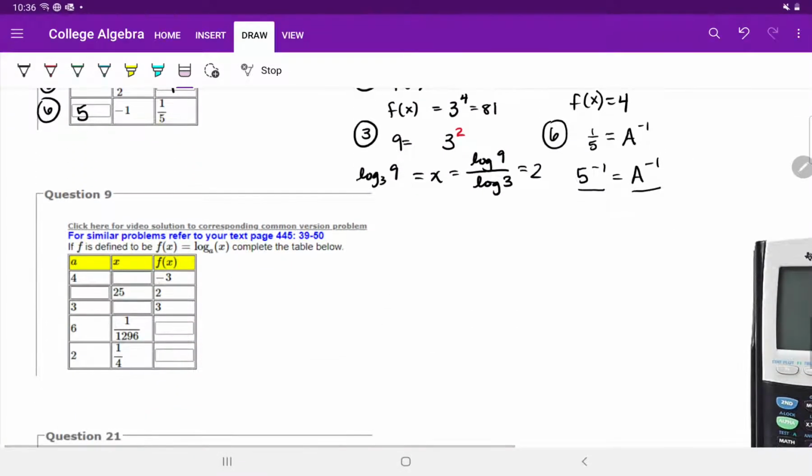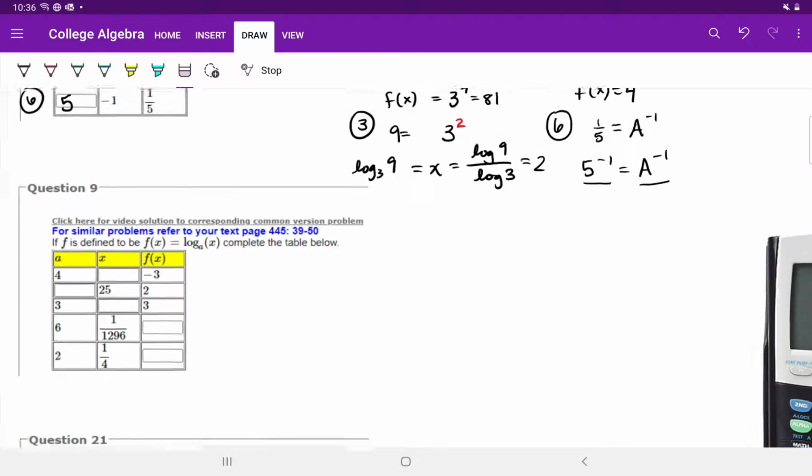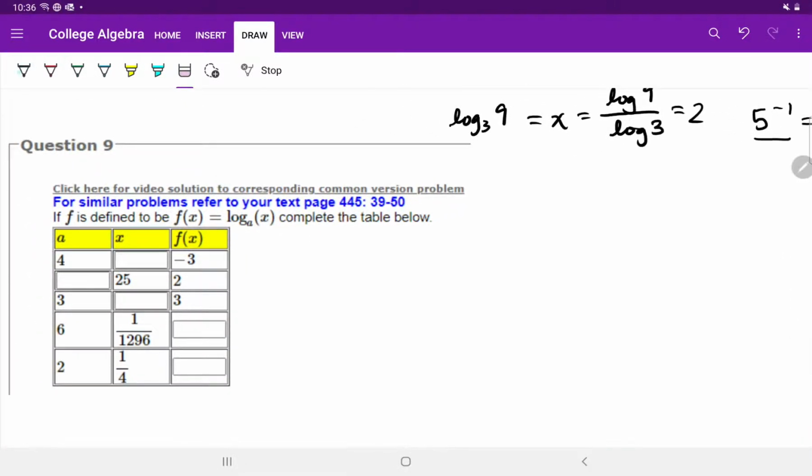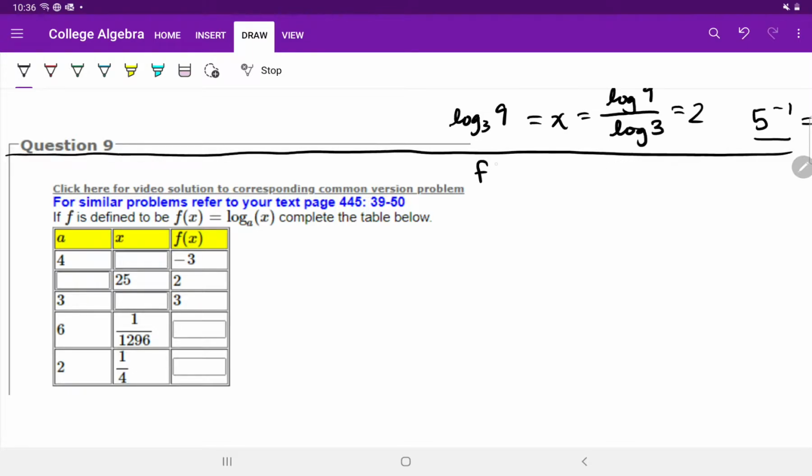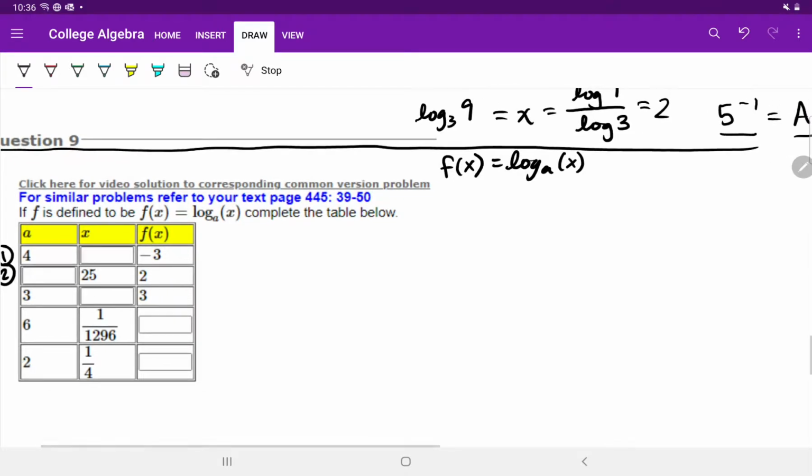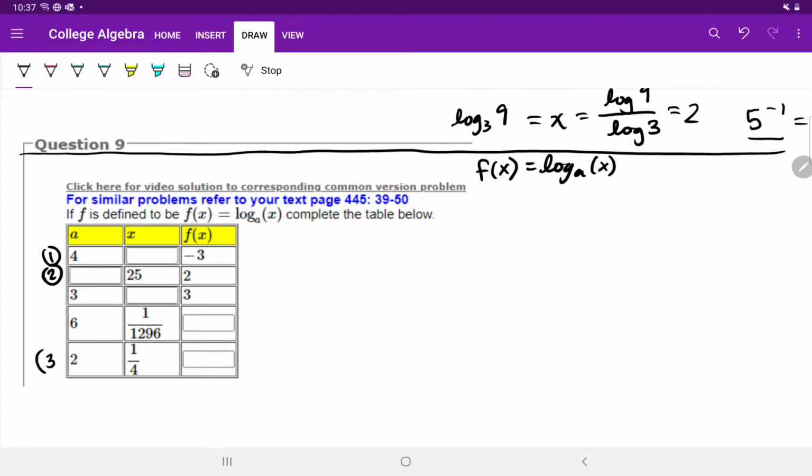Example 9 is very similar to the one we just did, except this time our function starts us off with a logarithmic function. So we've got f of x equals log base a of x. So let's just do a few of these. We're not going to do all of them. Let's do maybe the first and the second and one of the last ones. So we'll make this our third one.